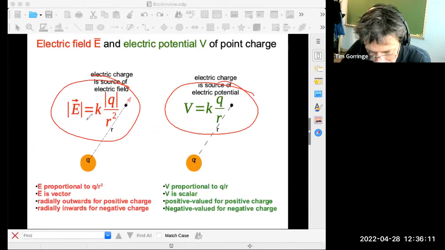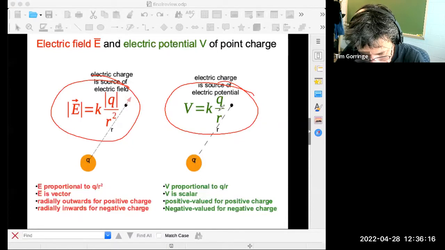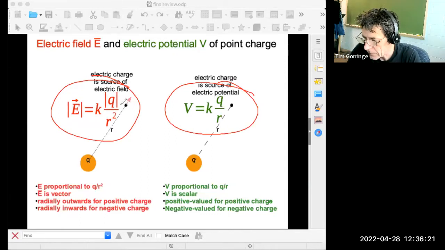And so let me just make some remarks about the field and the potential of a point charge. So the field is in proportion to the amount of charge. So that's an important point. The more charge, the more field surrounding it. Less charge, less field surrounding it. The field falls off with distance from the charge as the square of the distance from the charge. So that's an important point. If you double the distance from the charge, the field will be 1/4. If you triple the distance from the charge, the field will be 1/9.